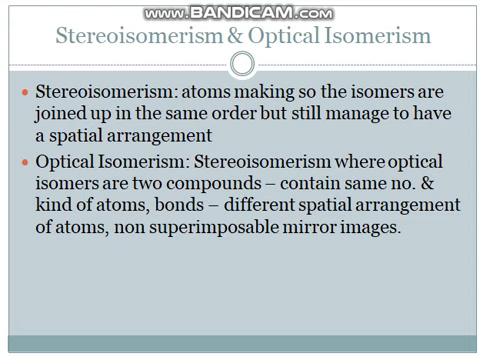In stereoisomerism, the isomers have atoms joined in the same order, but they have different spatial arrangements. Optical isomerism is also a kind of stereoisomerism, where the optical isomers are two compounds containing the same number and kind of atoms, bonded in different spatial arrangements, and they are non-superimposable mirror images. Like your hands: you can't put one hand on the other and have them superimpose.